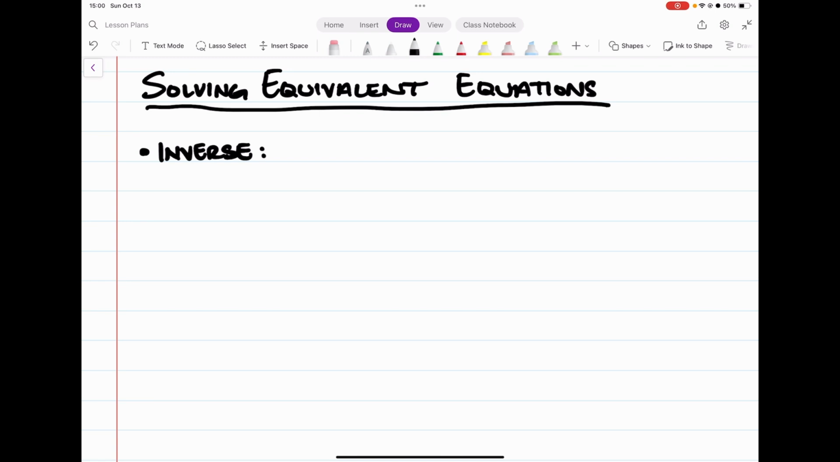Now, inverse is actually the same thing as working backwards. So it's me saying, hey, what's the opposite of this? Okay, so working backwards or opposite. All right.